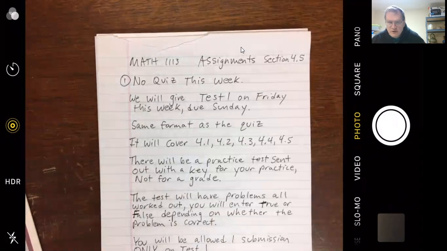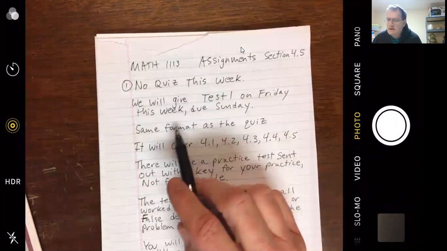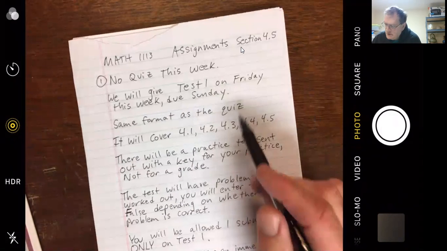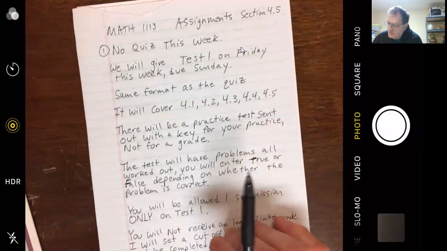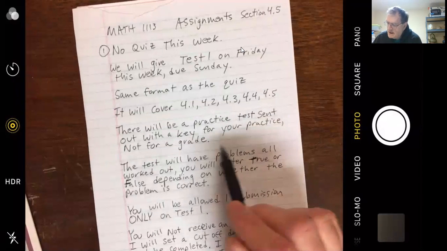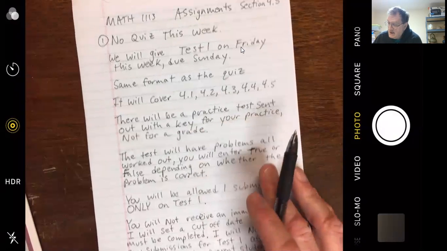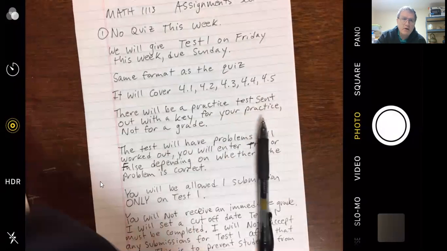We're hitting 4.5 this week, which ends chapter 4. So no quiz this week. We will give test 1 on Friday this week, and it'll be due Sunday. Same format as the quiz, and it will have these 5 sections on it. A practice test has been sent out, and it's not for a grade. I'll have problems all worked out. The actual test will have problems all worked out.